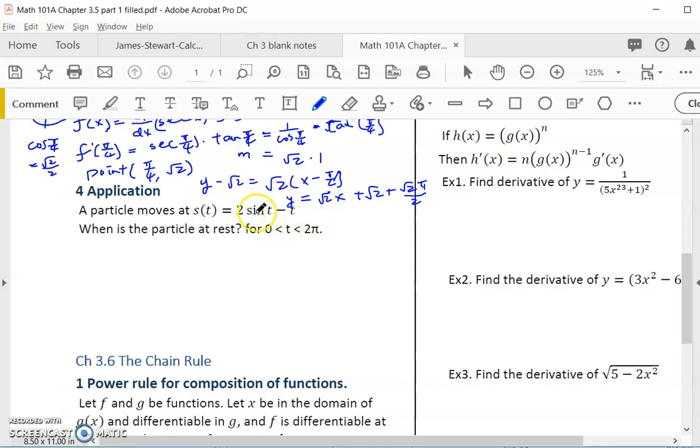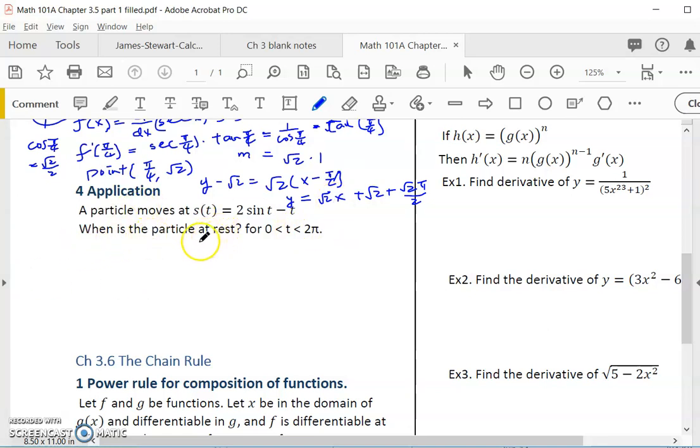Anytime we use sine and cosine for a function to model, the inside is not a degree. I think we talk about those as radians. So t would be between 0 and 6.28, right? Pi is about 3.14, so 2 pi is about 6.28. So when is it at rest?